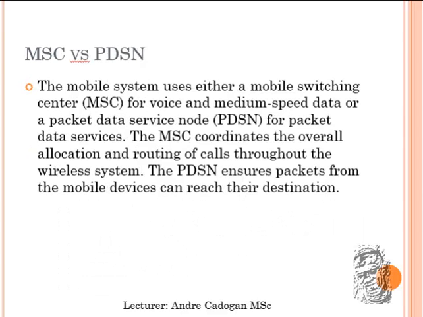The mobile systems use either a mobile switching center, the MSC, for voice and medium speed data, or packet data service, such as the PDSN, for packet data services for connection to the Internet. The mobile switching center coordinates the overall allocation and routing of calls via algorithms. So we will talk about the concept of algorithms throughout the wireless system, whereas the PDSN, the packet data service node, ensures packets from the mobile devices can reach their destination in terms of Internet connectivity. We're going to be looking at the MSC versus the PSTN.